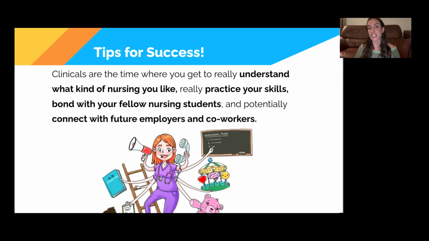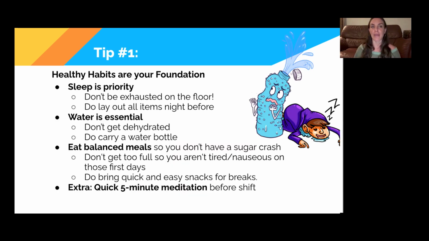So it's interesting too, because you may think that you want to go into a field of nursing, and after your clinicals realize, wow, I really don't want to do this, and I'm actually really interested in this. So it's a really cool thing to be exploring all these different options. Okay, let's go into our tips.